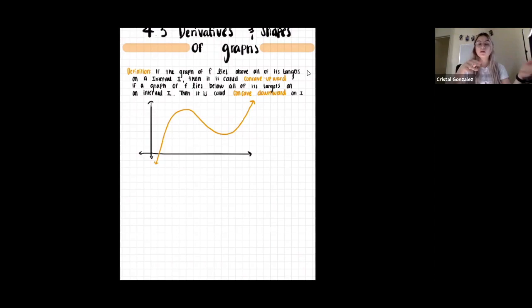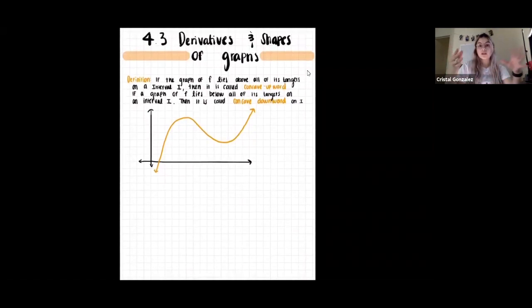We're still talking about the shapes of our graphs, but now we're going to talk about what concavity is. So first we're going to start off with the definition. The definition for concavity is: if a graph f lies above its tangents on an interval I, then it is called concave upward. And the way I like to think about concave upward is by a happy face.